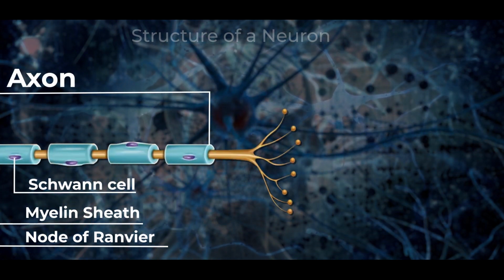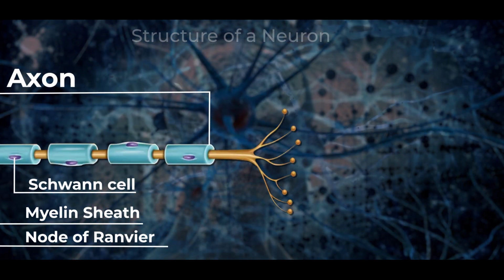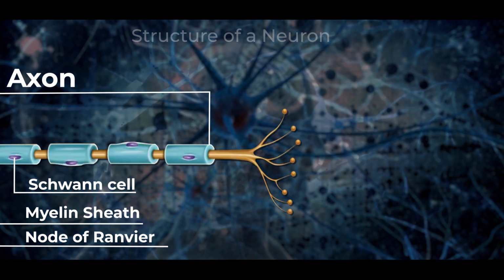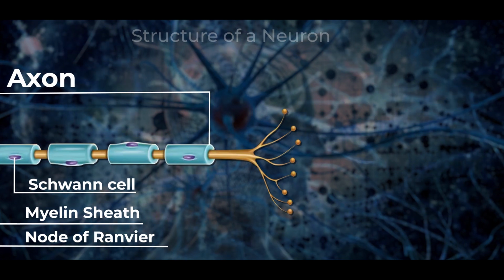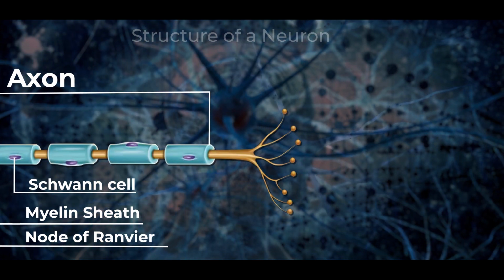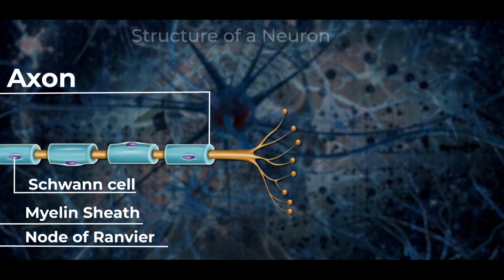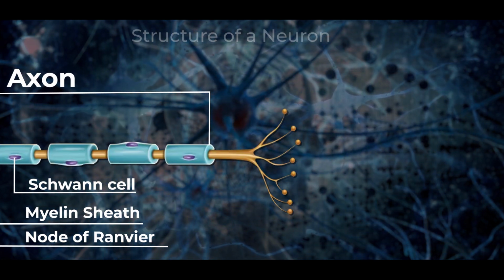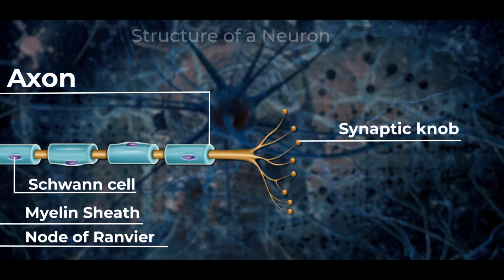Now let us look at the last part of the neuron, that is the axon terminal or the axon endings. Towards the end of the axon ending, you will find it is slightly swollen in structure. These swollen structures are called the synaptic knob.